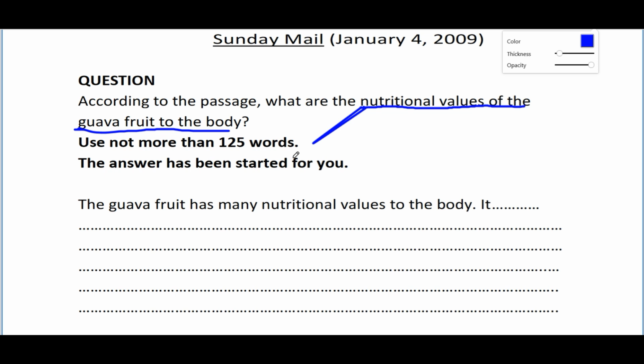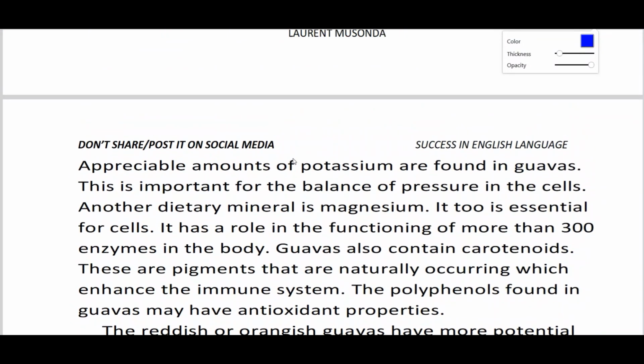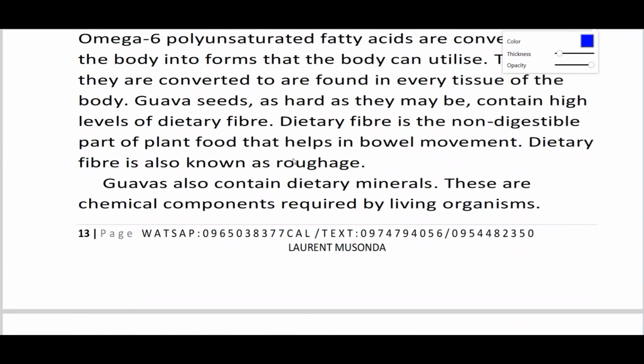The answer has been studied for you. So the guava fruit has main nutrition values to the body. So this is not the major point. So now, since we know what we want, we just want the values that we get from the guava fruit. So now let's go through the passage so that we can now underline the points.